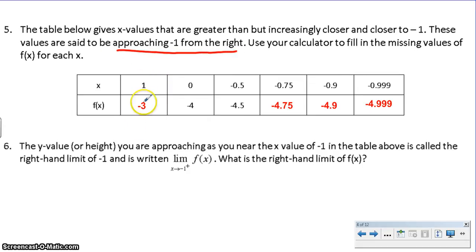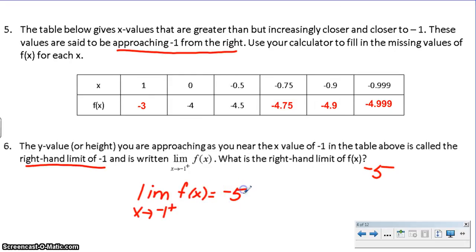And again, I got these values of -3, -4.75, -4.9, and -4.999. So again, as we get these y values, we are going to notice that the right-hand limit is going to start to approach a value of -5. So again, the way we write that is the limit as x approaches -1 from the right, which is what that plus sign is telling us now, of the function f of x is going to be -5.